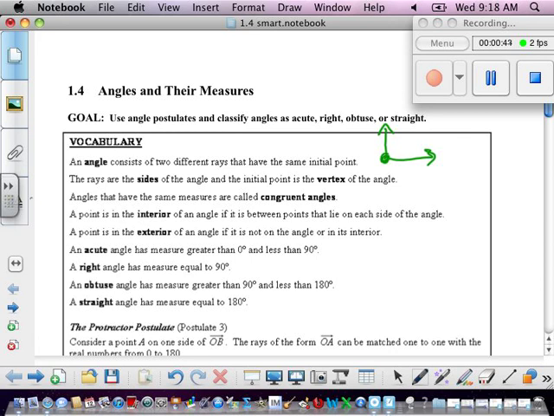Okay. The rays are the sides of the angle, and the initial point is called the vertex. Angles that have the same measure are called congruent angles.